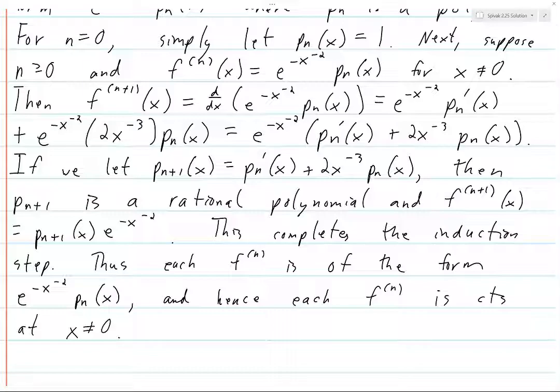Now the only other thing that we need to worry about is what happens at 0. We want to prove here that the nth derivative of f at 0 equals 0. So if the nth derivative exists at 0 and equals 0, that will finish the exercise. Because what we want to prove is that each f to the n is continuous everywhere. So if we prove that f to the n has a particular value at 0, then that means it exists there.